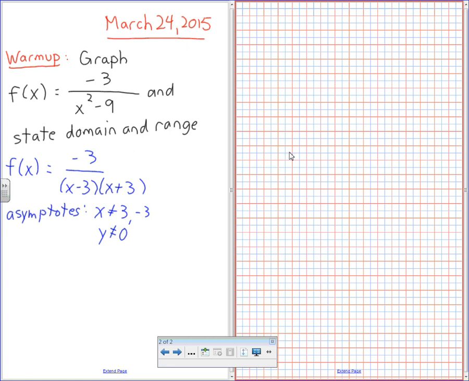Okay, so here's my intervals. Okay, so I need asymptotes, +3 and -3.